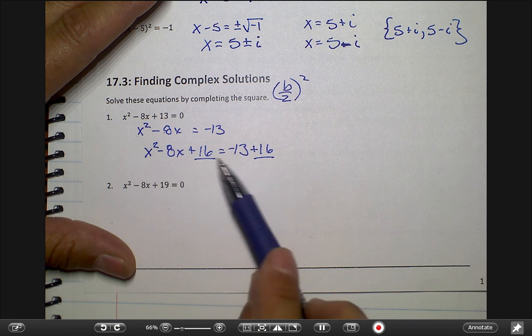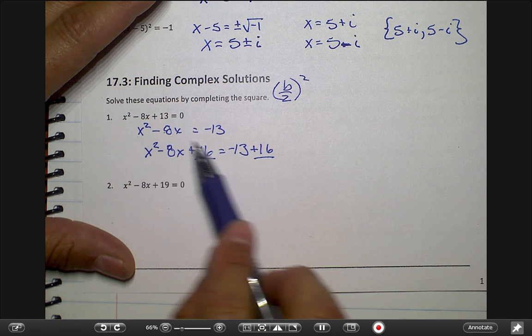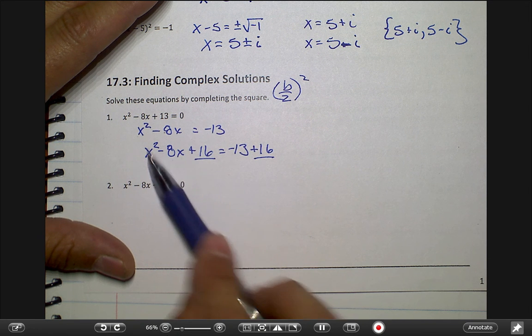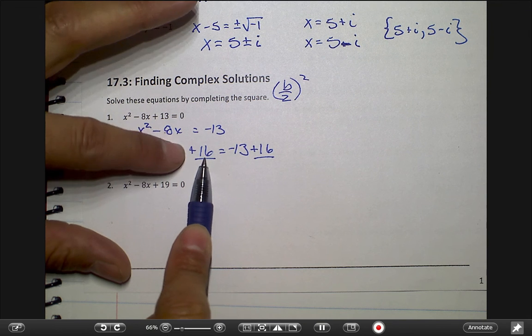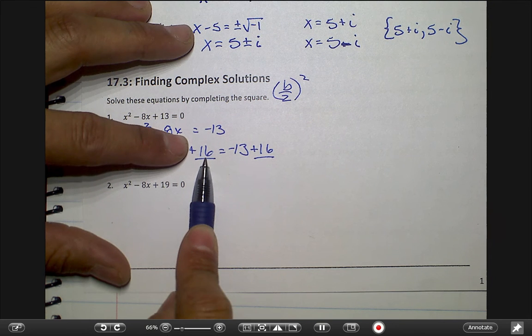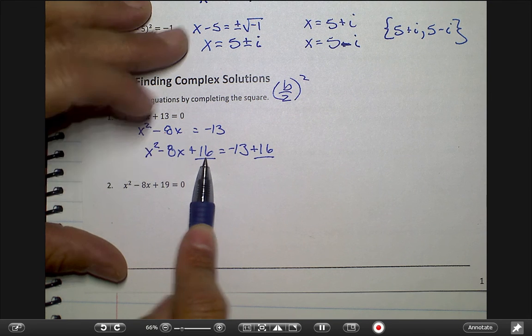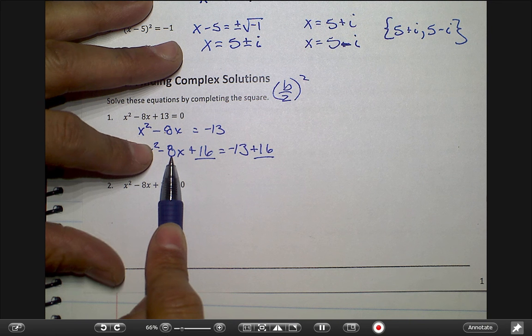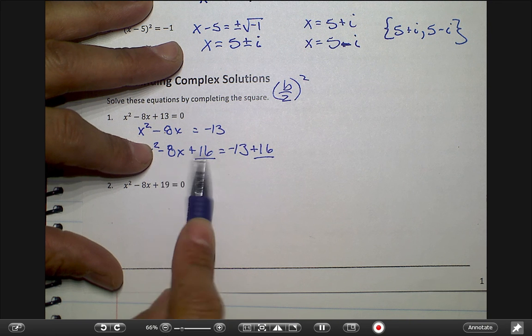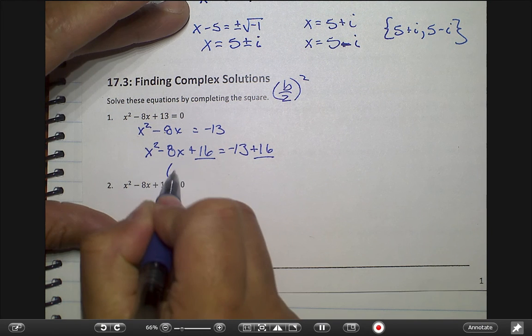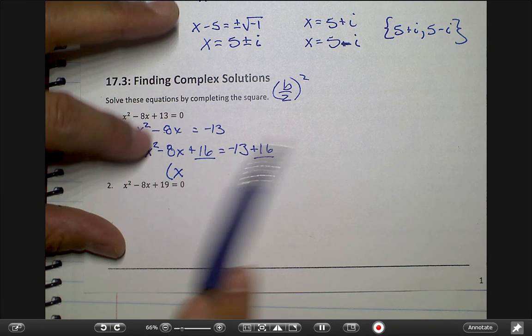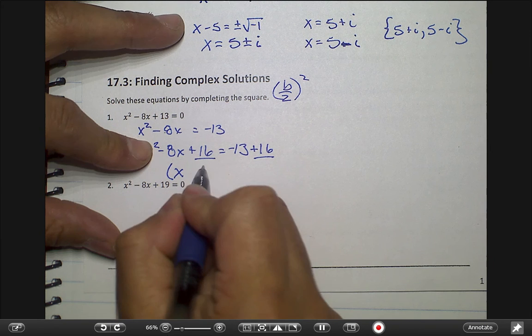Now, this is a perfect square, right? Because 16 is a perfect square of 4, and 4 plus 4 is 8, isn't it? Okay, so there's my perfect square. So now I'm going to write down x. What goes here next?